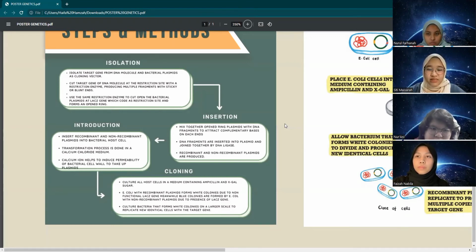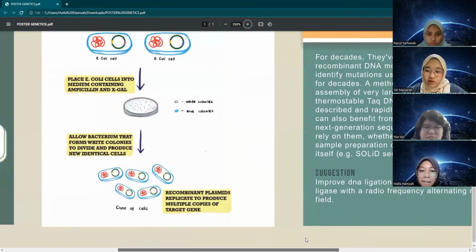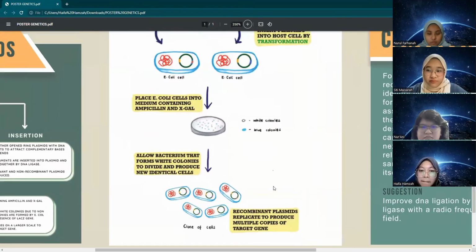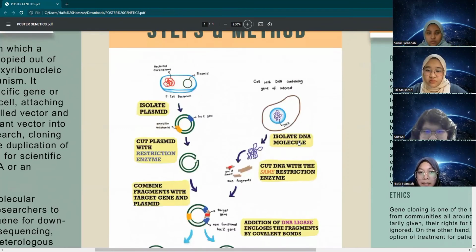Okay, I'll pass to Faiza again for the diagram explanation. All right, so now we have included a diagram on how the gene cloning process is carried out so that our viewers can have a better understanding of how the process works.